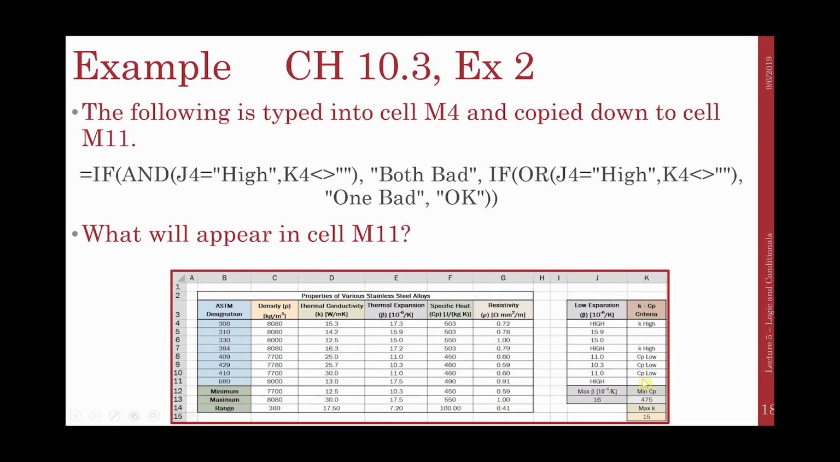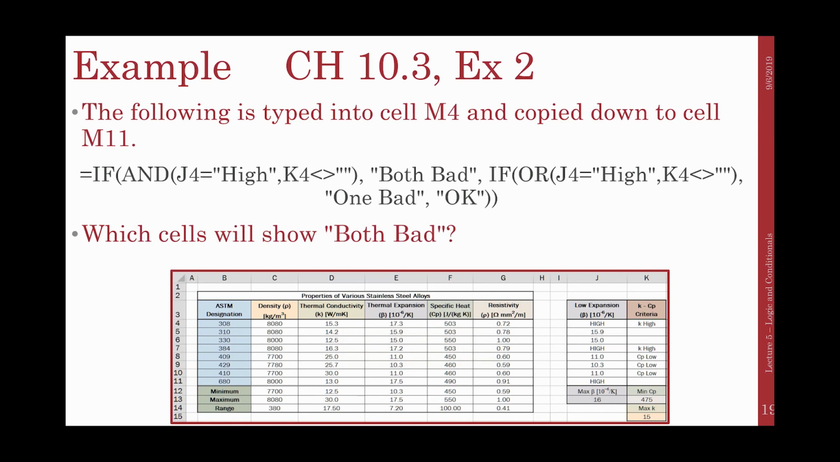So let's look at M11. So down here in M11 we have J11 is equal to high and K11 is blank. So we failed the first logic because even though J11 says high, K11 is blank, so it fails the logic test. So they're not both bad. So then we get to our OR statement. Well, J11 is equal to high, so it doesn't matter what's in K11. We're going to get the value of one bad.